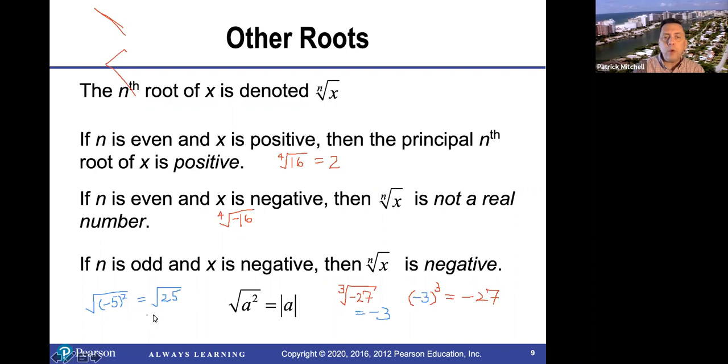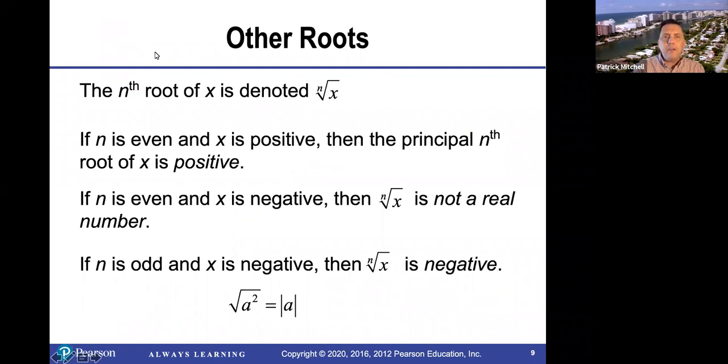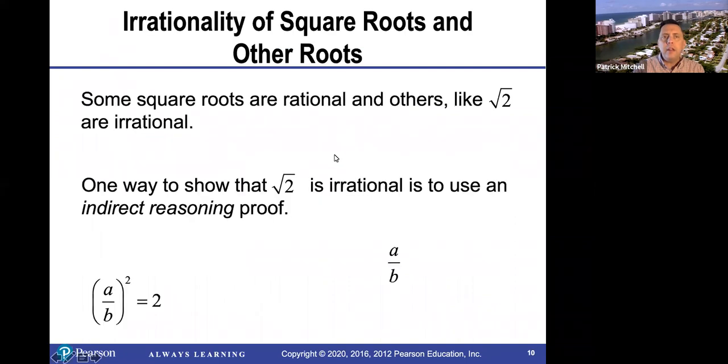So especially when you don't know whether your number a is positive or negative, you have to say that the square root of a squared is the absolute value of a. Okay, so there's a fair amount to take in there. Hopefully you've seen this before. All right, let's move on.